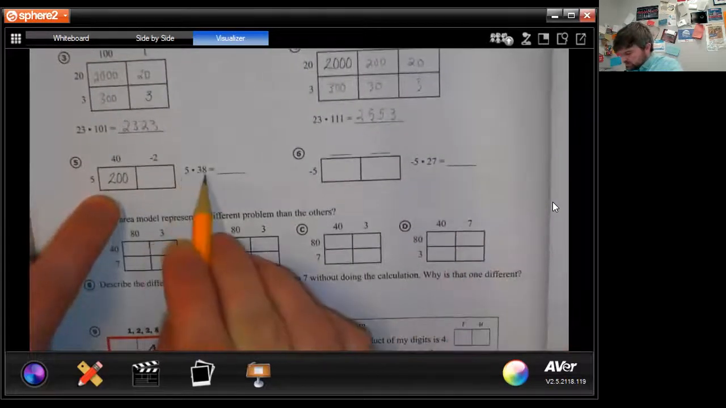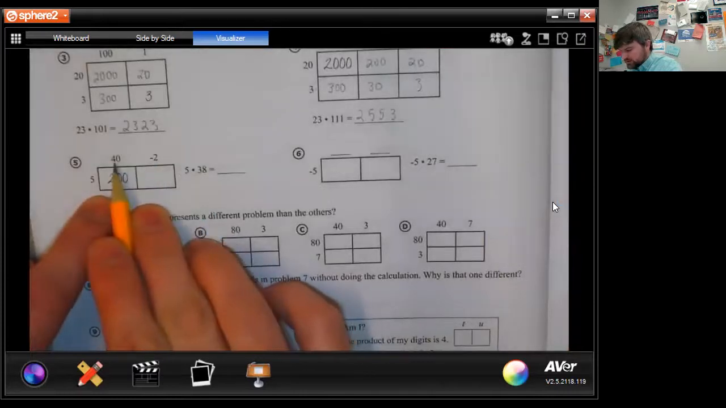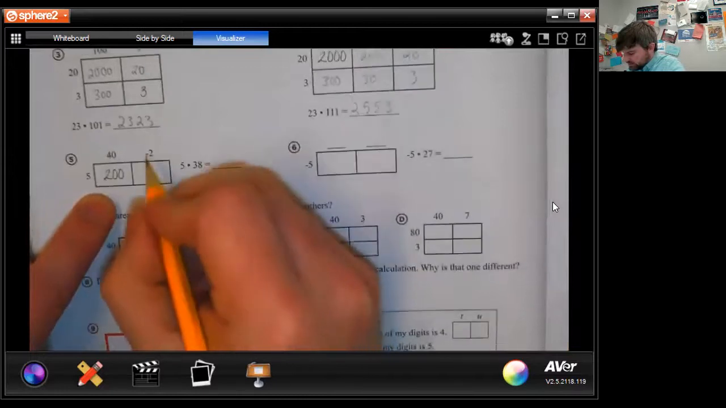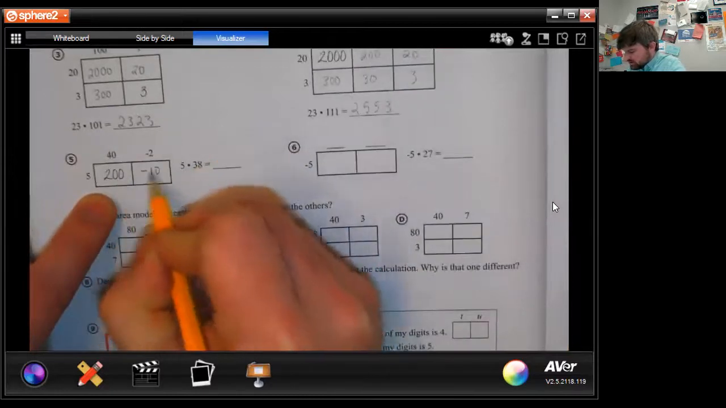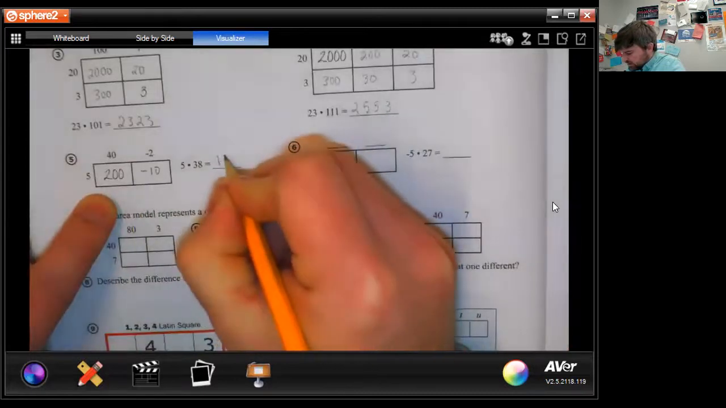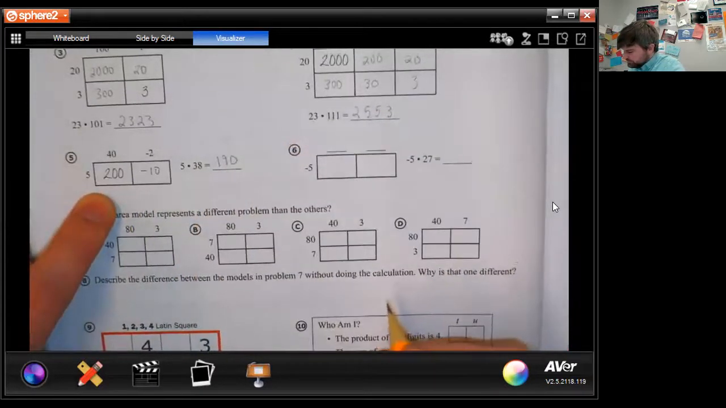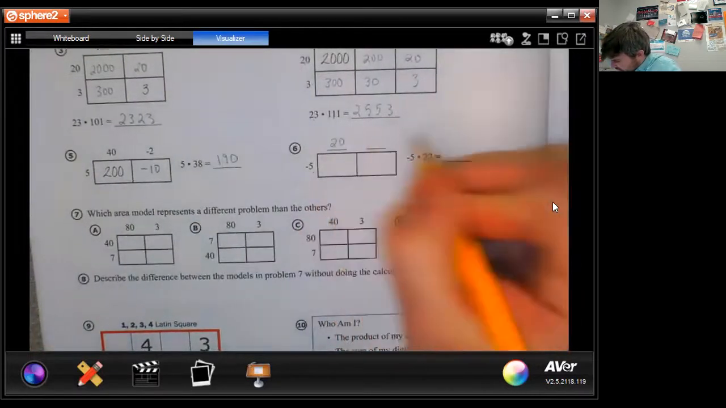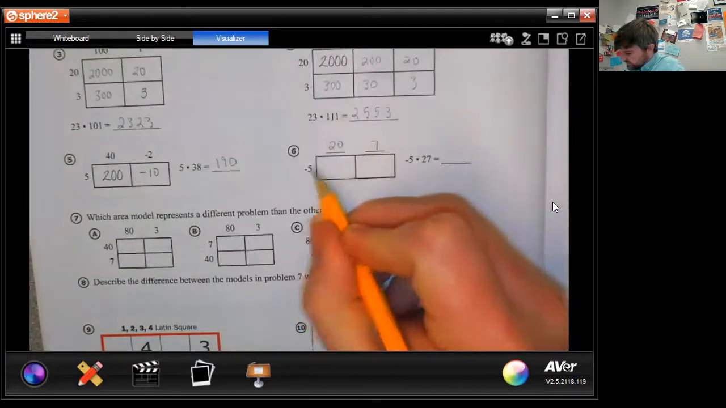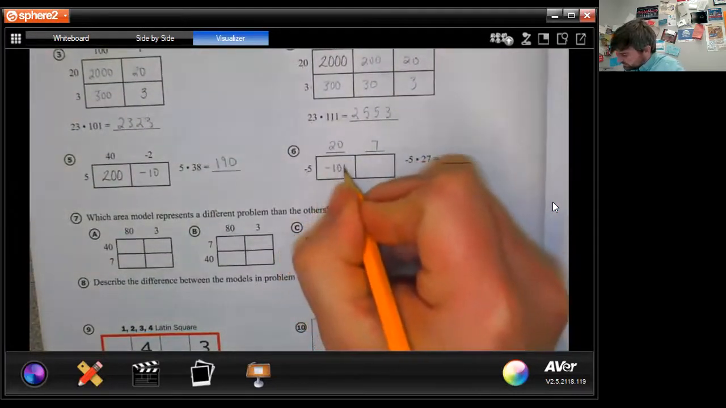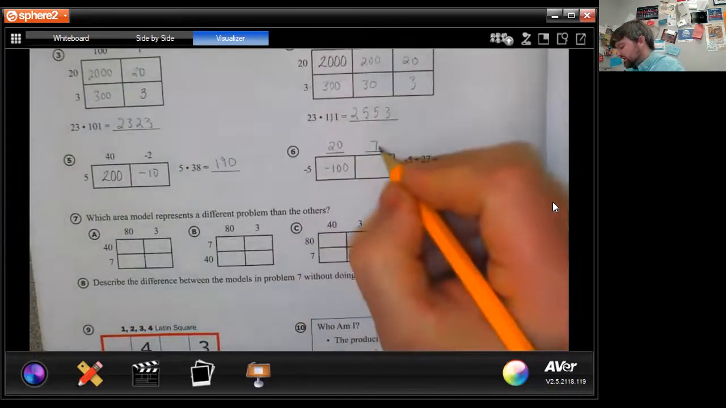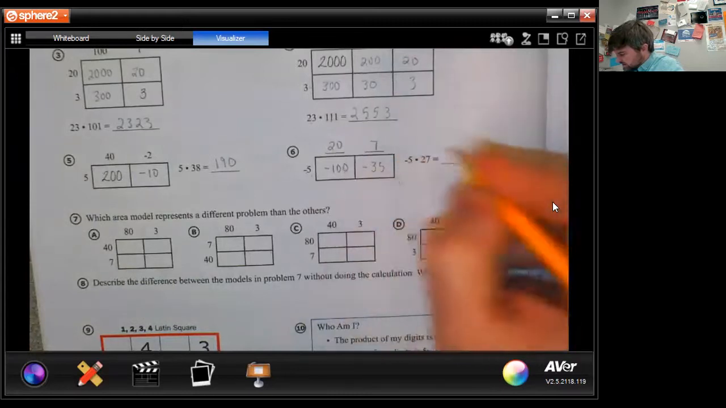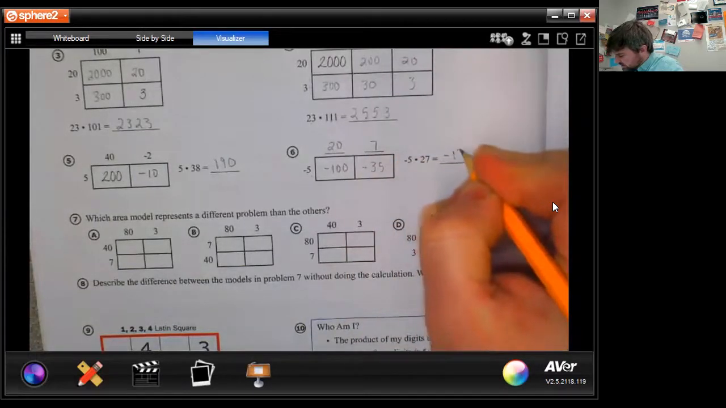Okay, so 5 times 38. Again, they'd use subtraction up here with 40 minus 2. So 5 times 40 is 200. 5 times -2 is -10. 200 minus 10 is 190. So you have -5 here, and we could put 20 and 7. So -5 times 20 is -100. -5 times 7 is -35. And -100 plus -35 is -135.